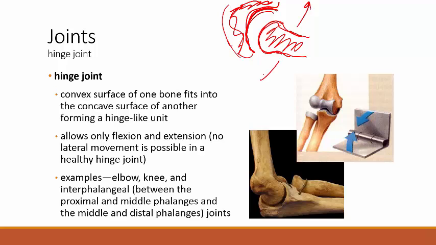And so we get lots of really smooth range of motion with flexion and extension only. What you don't see is side-to-side movement in a hinge joint. It only works to move a joint in flexion and extension. So the primary hinge joints would be the bones of the knee and of the elbow, but also all of the bones between the phalanges, the proximal and middle phalanx, and the middle and distal phalanx, all are hinge joints.